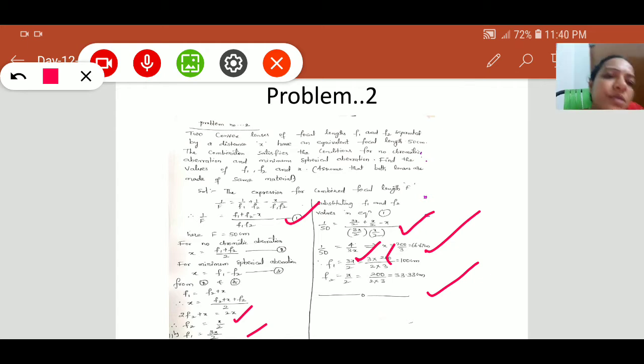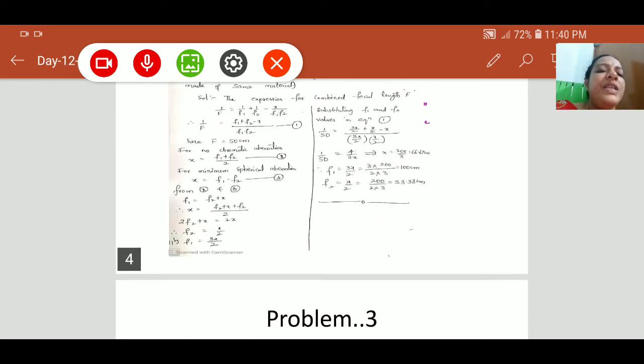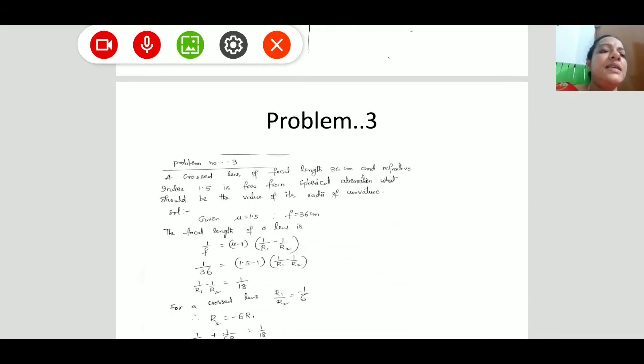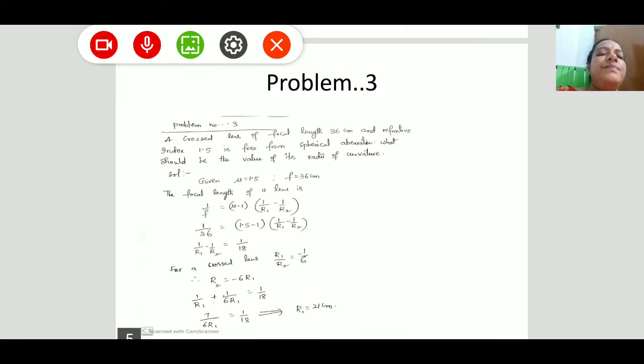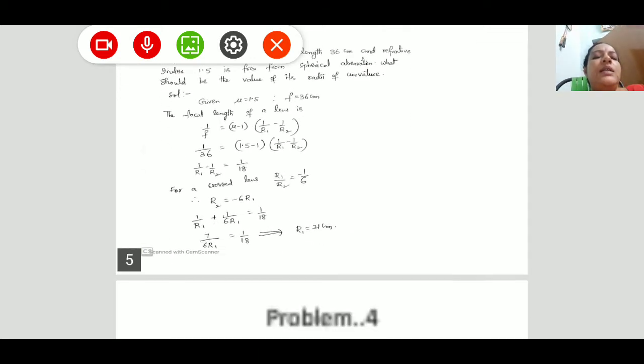So this is the method of how to solve this problem, and this problem is mainly based upon the removal methods of spherical aberration and chromatic aberration. By using these two aberrations, this is a different type of problem. Next, let us see another problem.